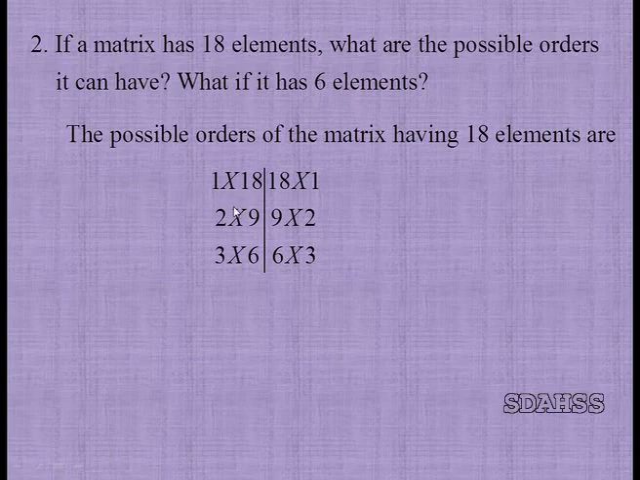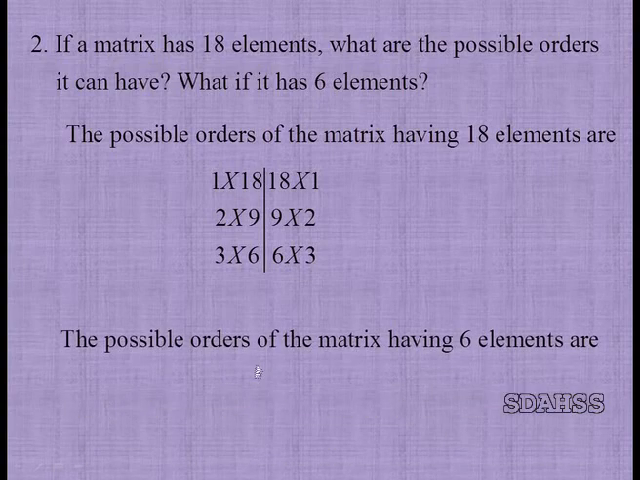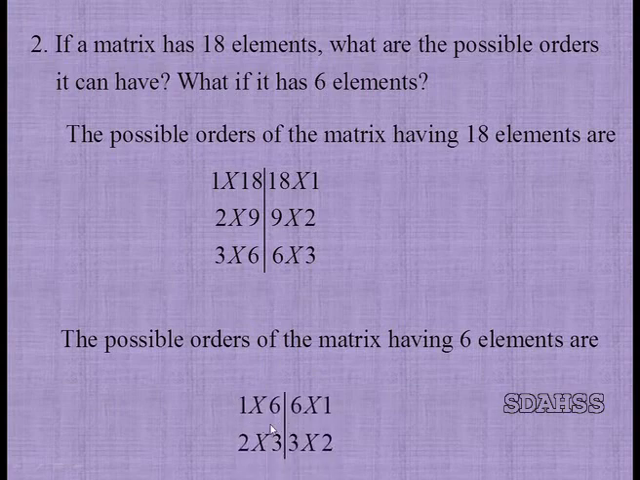And then what if it has 6 elements? Similarly, you have to write the possible orders of 6. You have to write the multiples of 6. 1 into 6, 6. 6 into 1, 6. 2 into 3, 6. 3 into 2, 6.